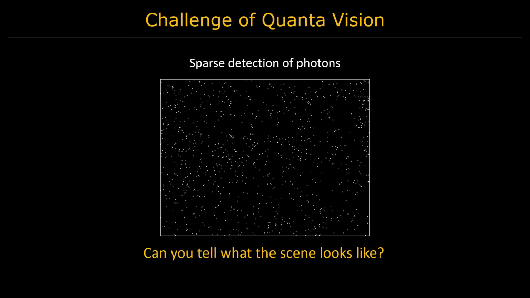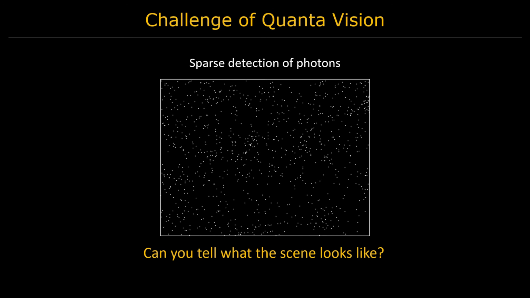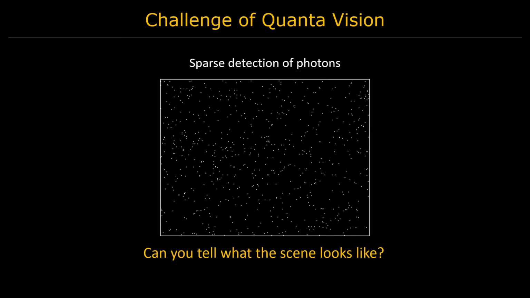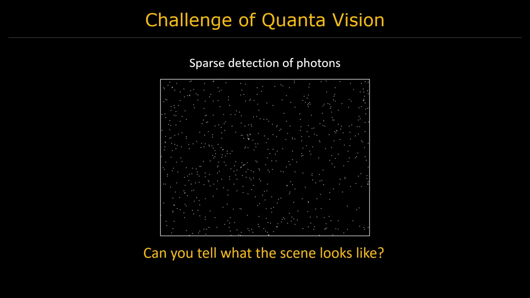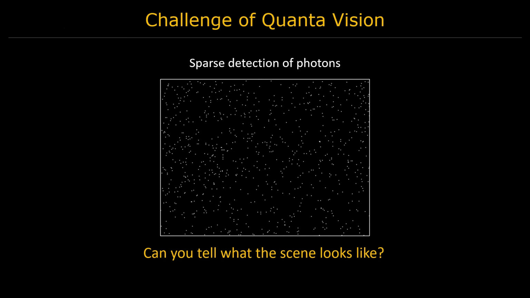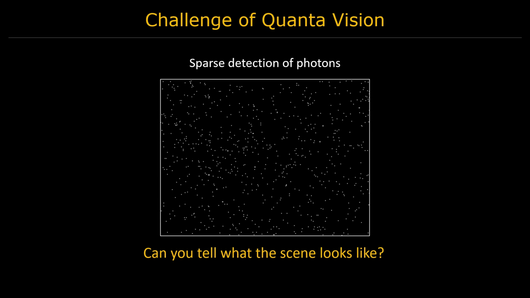But one challenge here is that SPADs capture a stream of binary frames with sparse detection of photons. It is nearly impossible to understand what is going on in the scene from a single frame. Therefore, we need to combine information from a binary sequence before we can perform downstream computer vision tasks.